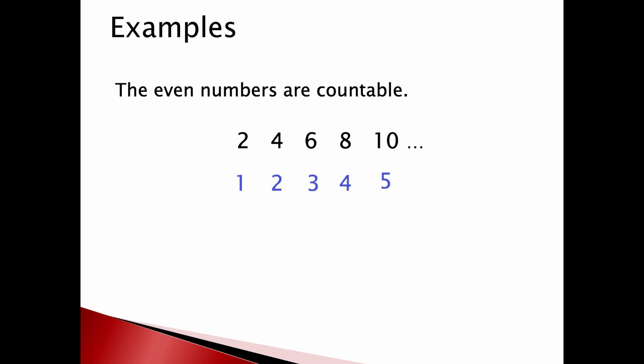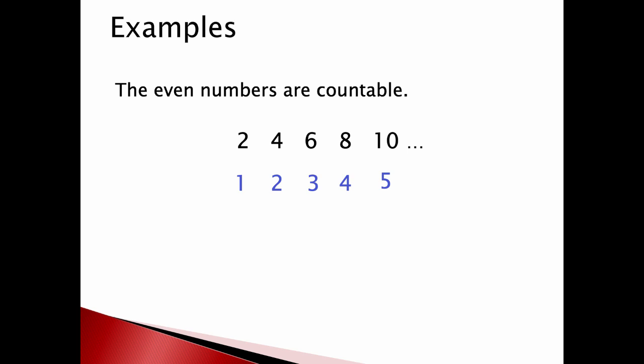Or the other way, to go from the blue numbers on the bottom to the black numbers above them, that's just 2x. That's my bijection. So, awesome. That is a formula. We could write that down. We could prove that it's 1-to-1 and onto. I mean, the function 2x is clearly 1-to-1 and onto. You can just go through and check with the definitions. So, awesome. All the even numbers are countable.